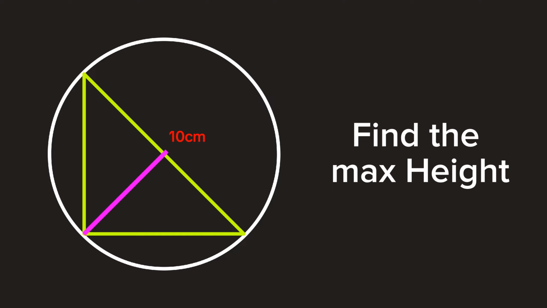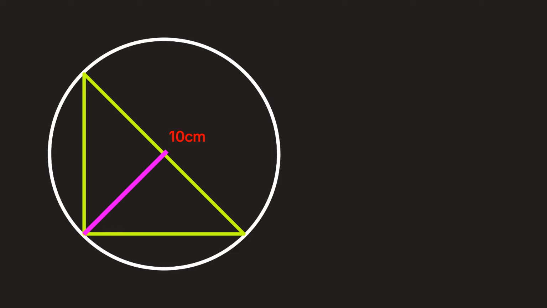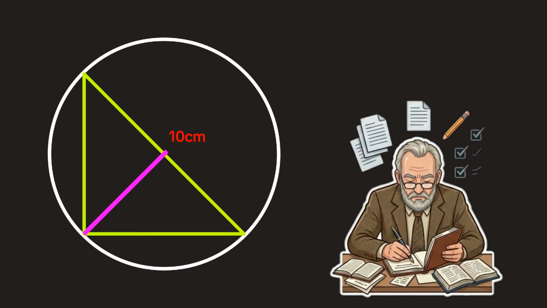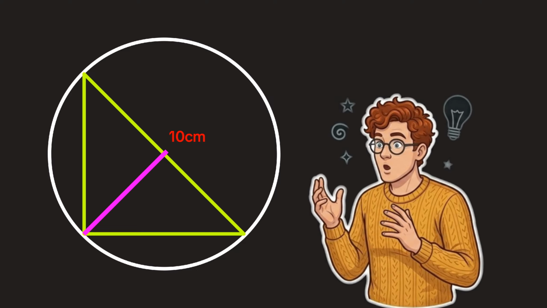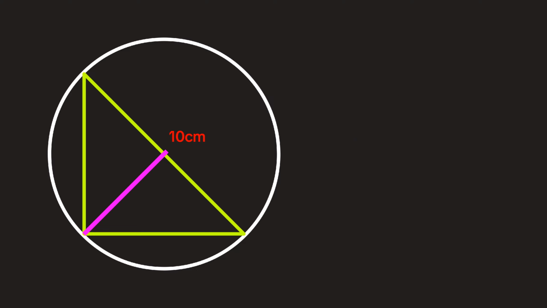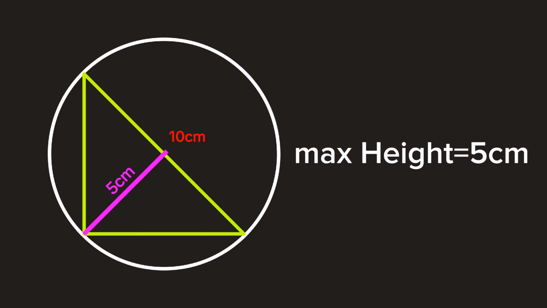Step 2. Find the maximum height. The problem doesn't give us the other sides, which means it's looking for the maximum possible area. To get the tallest possible triangle on a 10 centimeter base inside a circle, the peak of the triangle has to reach exactly to the very top of the circle. And what is the distance from the diameter line to the top edge? It's the radius. So, our maximum height is 5 centimeters.